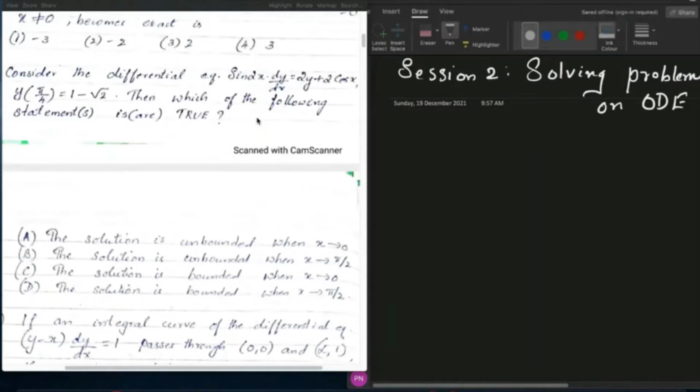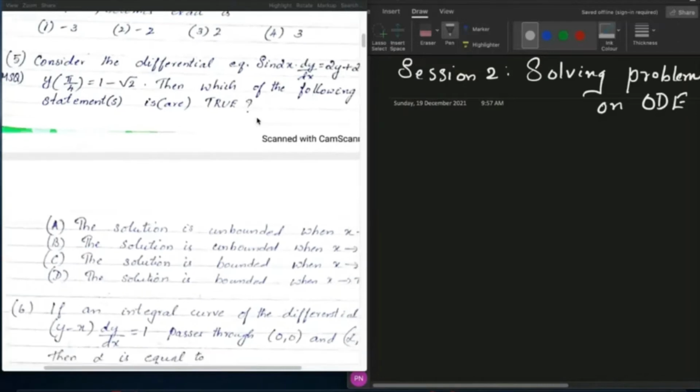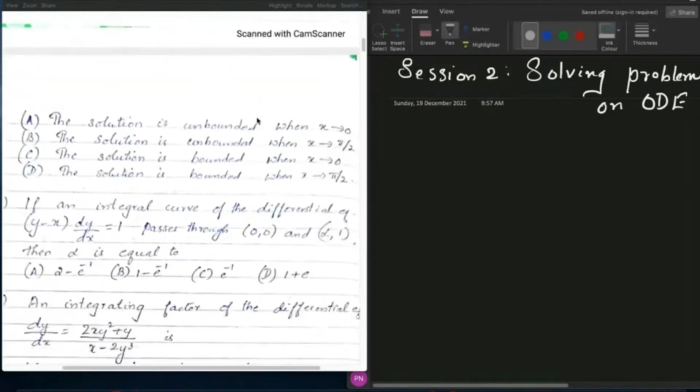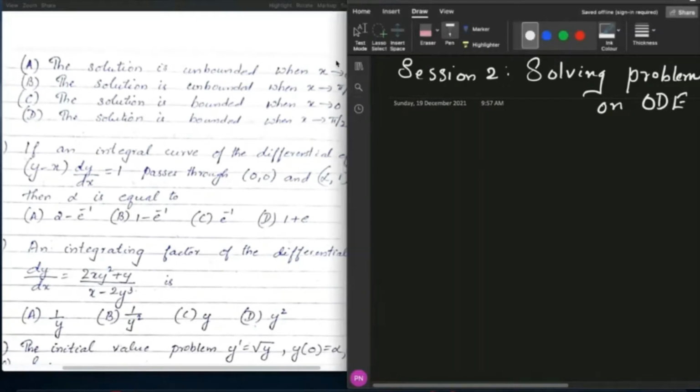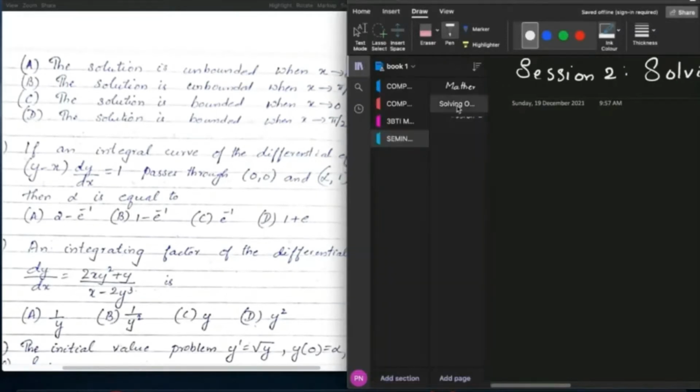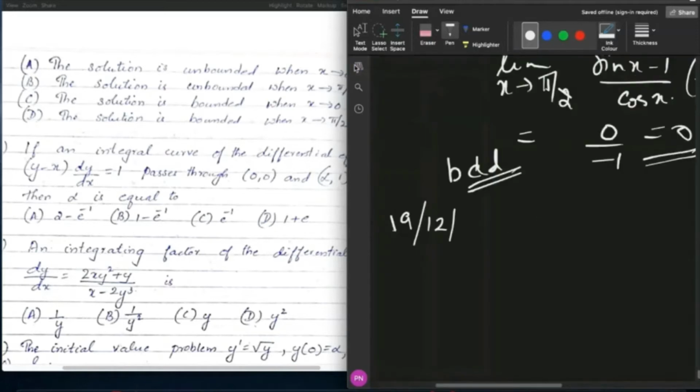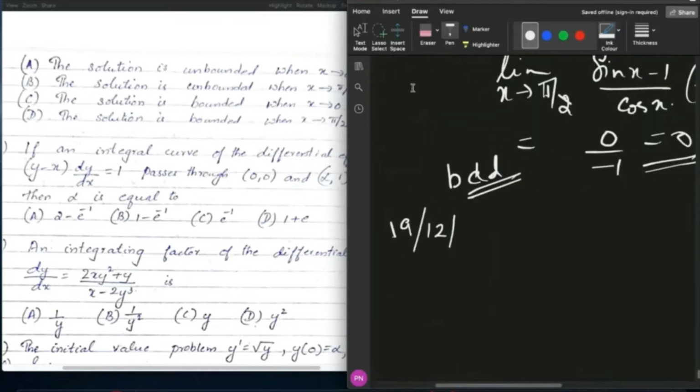Consider the differential equation sin 2x dy by dx is equal to 2y plus 2 cos x, and y of pi by 4 is given. Then which of the following statements is true, or this is an MSQ actually. So we have checked this and we have done this problem. This was the last problem because I have it in my note. This was the last problem that we have done, I think, bounded. We have checked the boundedness.